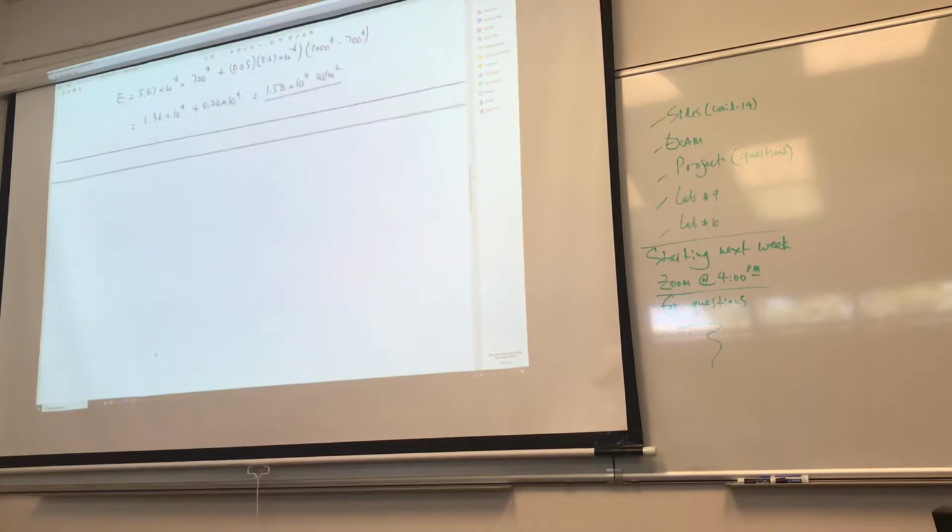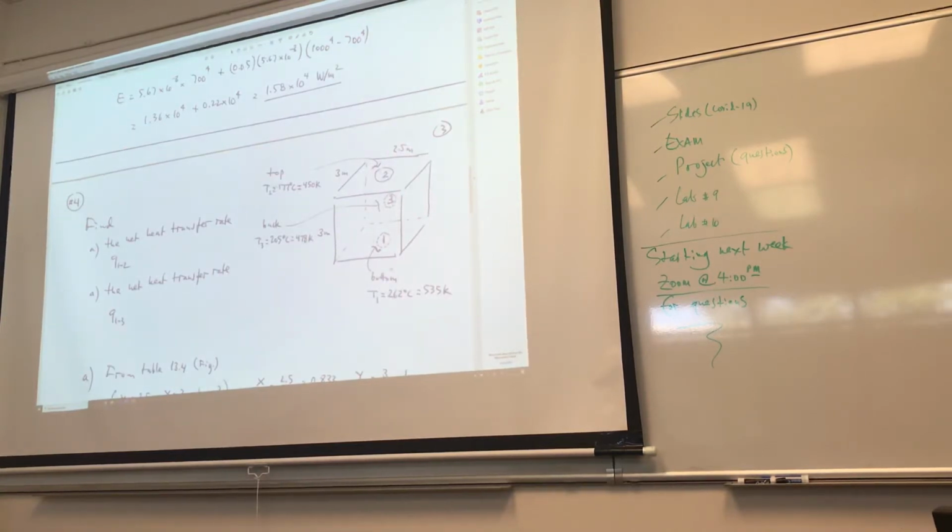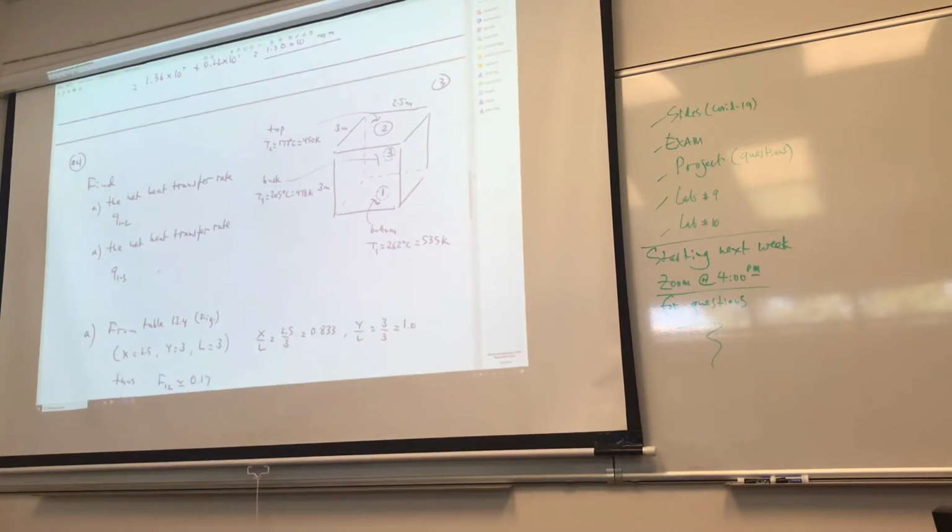So, schematic again plays a big role. It's a cube, right? This is the bottom, which I call surface number 1, right? Surface number 2 is the top surface. These are the key dimensions, right? And then the back surface is surface number 3, and is at a temperature of 478 or 205. So what is Q12? Since you know the temperatures, it's essentially a problem that involves finding what the view factors are.